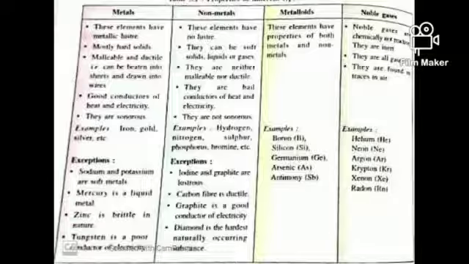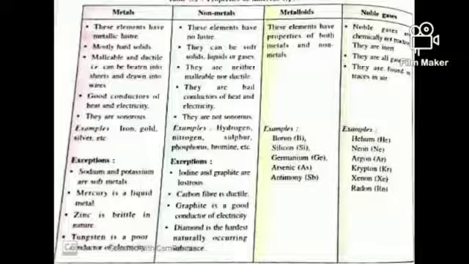Metals mostly are hard solids. Non-metals, they can be soft solids, liquids and gases. Noble gases, they are all gases. Metals, malleable and ductile, that is they can either be beaten into sheets and also drawn into wires. Non-metals are neither malleable nor ductile. Metalloids, they don't show any of these properties. Noble gases, they also don't show any of these properties.